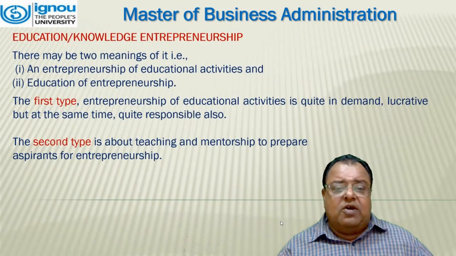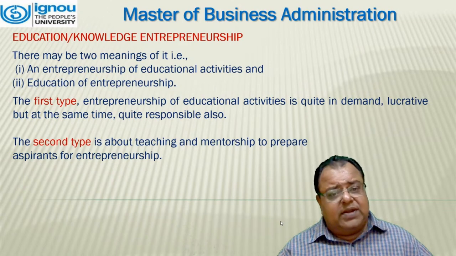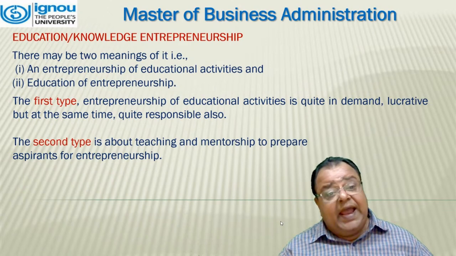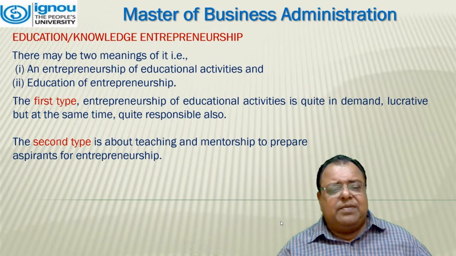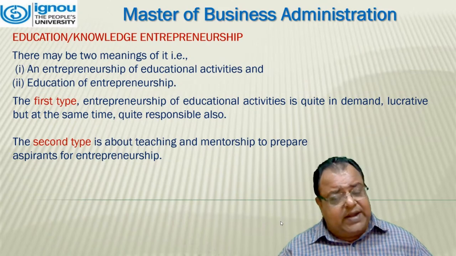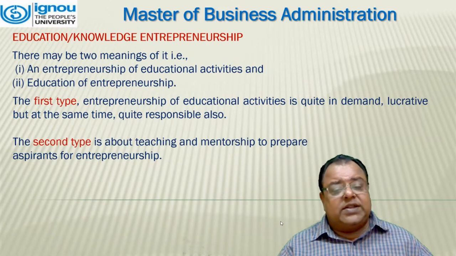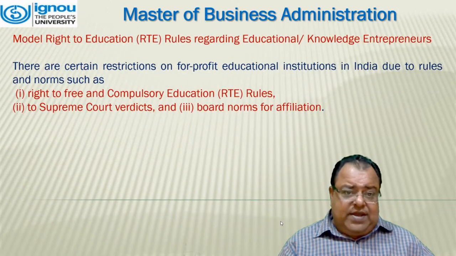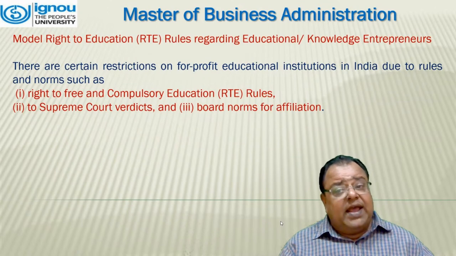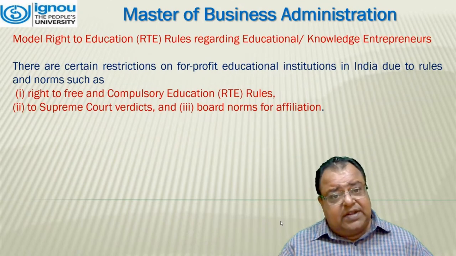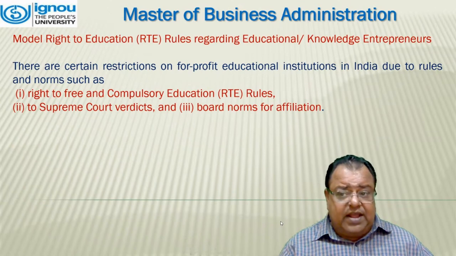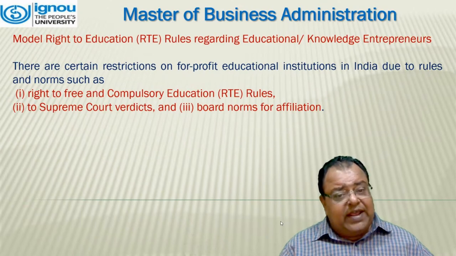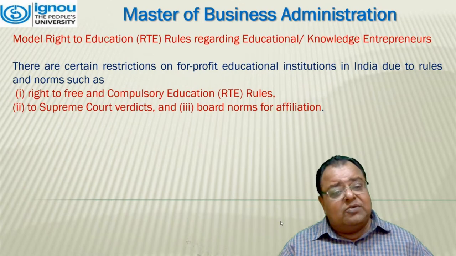Then comes education and knowledge entrepreneurship. There may be two meanings of it, that is the entrepreneurship of education activities and education of entrepreneurship. The first type, entrepreneurship of educational activities, is quite independent, lucrative, but at the same time, quite responsible. Second type is about teaching and mentorship to prepare aspirants for entrepreneurship. Next, the right to education and rules regarding education and knowledge entrepreneurship. There are certain restrictions on for-profit educational institutions in India due to rules and norms such as the Right to Free and Compulsory Education rules, Supreme Court verdicts, and the third one is board norms for affiliation.